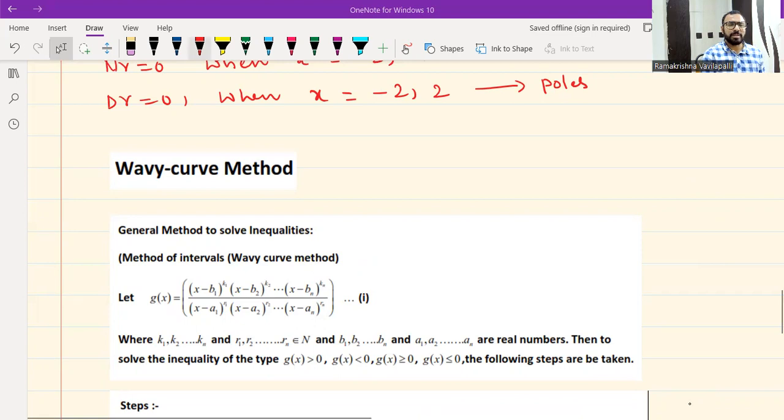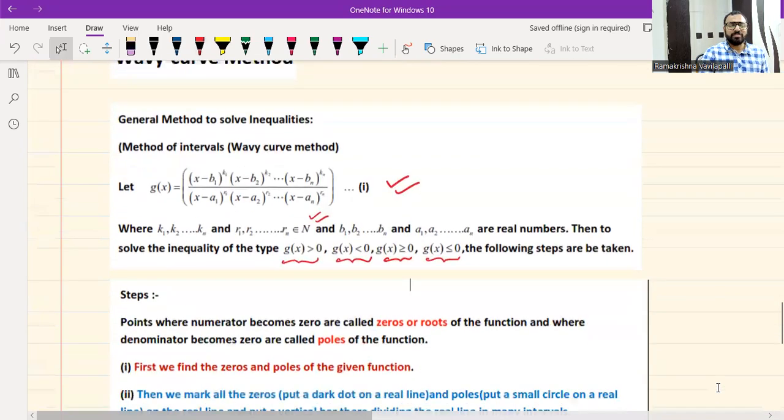So here you see, this is the given expression, right? One numerator is there and a denominator is there. All the powers K1, K2, K3 in the denominator and R1, R2, R3 are all natural numbers. Remember, they are natural numbers. And B1, B2, B3, A1, A2, A3 are all real numbers in each factor, right? Then to solve the inequality g of x greater than 0, g of x less than 0, g of x greater than or equal to 0, g of x less than or equal to 0, we use the following steps.